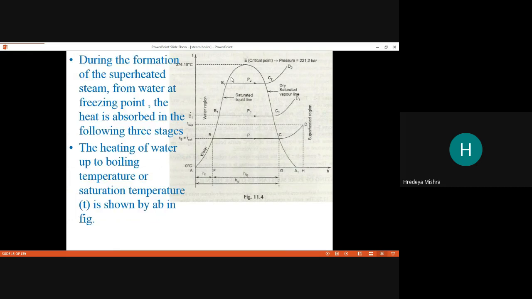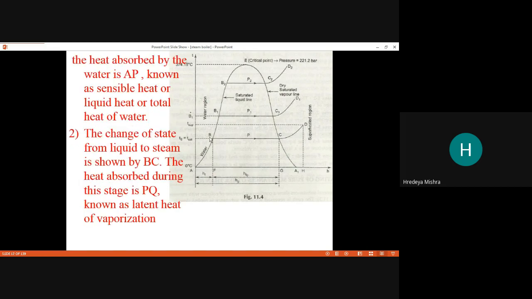During the formation of the superheated steam from water at freezing point, the heat is absorbed in the following three stages: the heating of water up to boiling temperature or saturated temperature T, shown by AB in the figure. See here, you can see AB, water to steam, AB line.